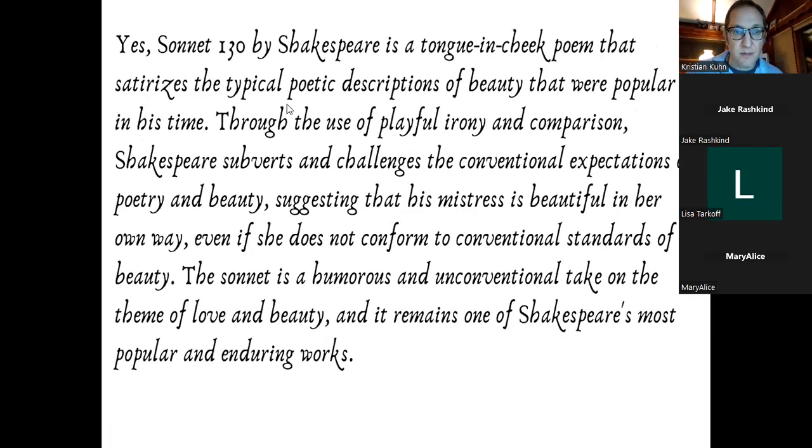The other little idiosyncrasy of ChatGPT: it loves to begin sentences with "yes." I notice it's just a little quirk of ChatGPT. It begins a lot of sentences with "yes."